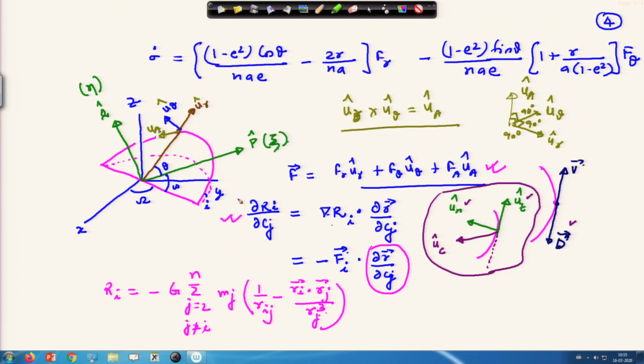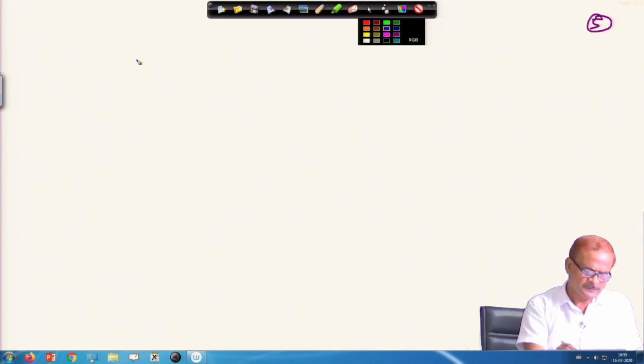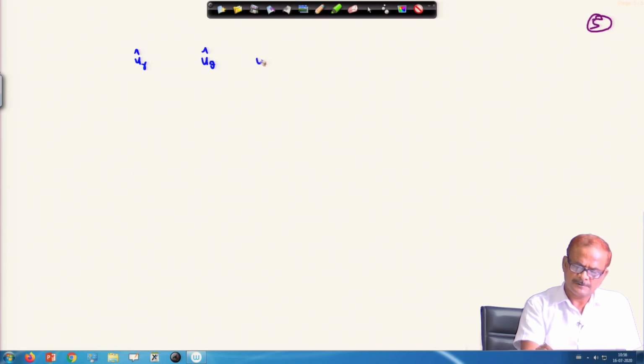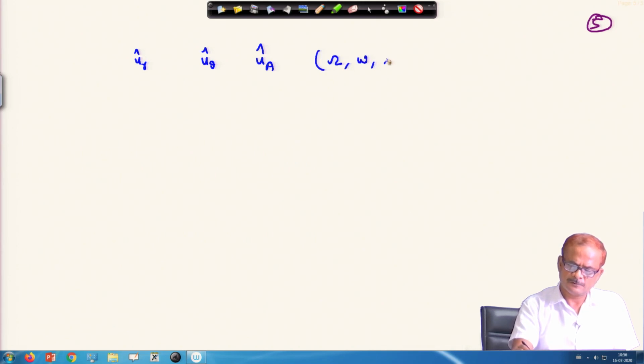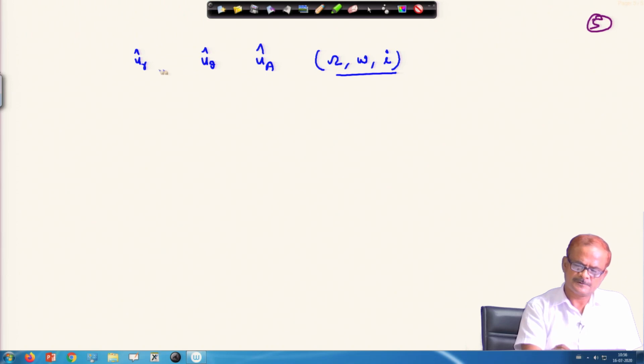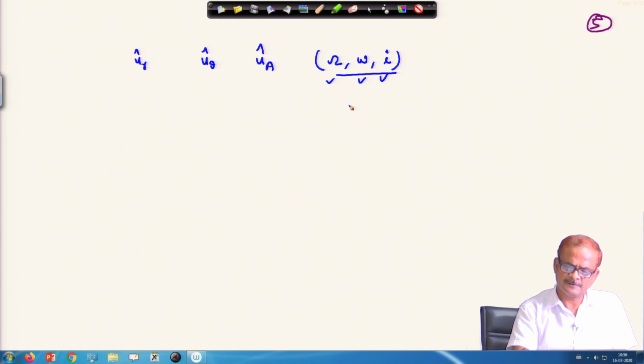So, let us go ahead and finish this part first, because every model is useful in its own place. It depends on the situation which will be more convenient to represent. Okay, so, thereafter we represented u r vector and u theta vector and u a vector. This we represented in terms of capital omega, small omega and I. So, these were functions of capital omega, small omega and I. I will not repeat those equations again.